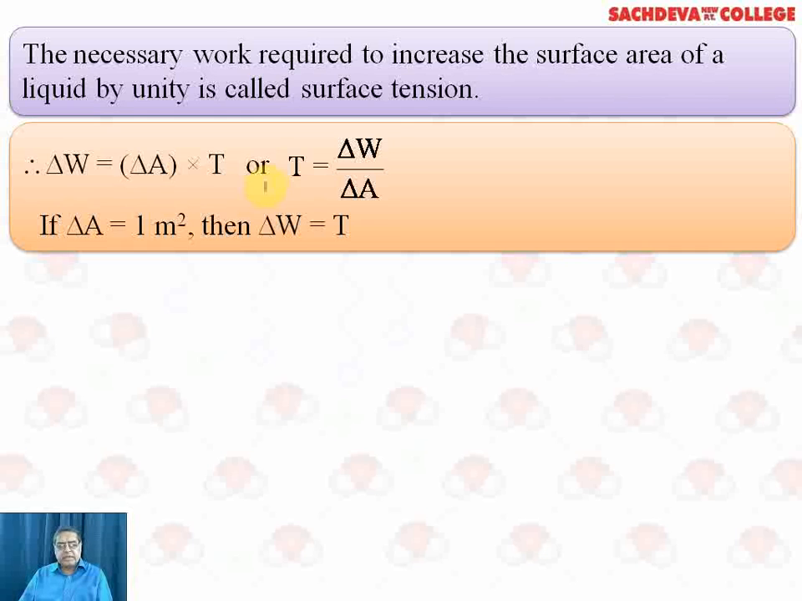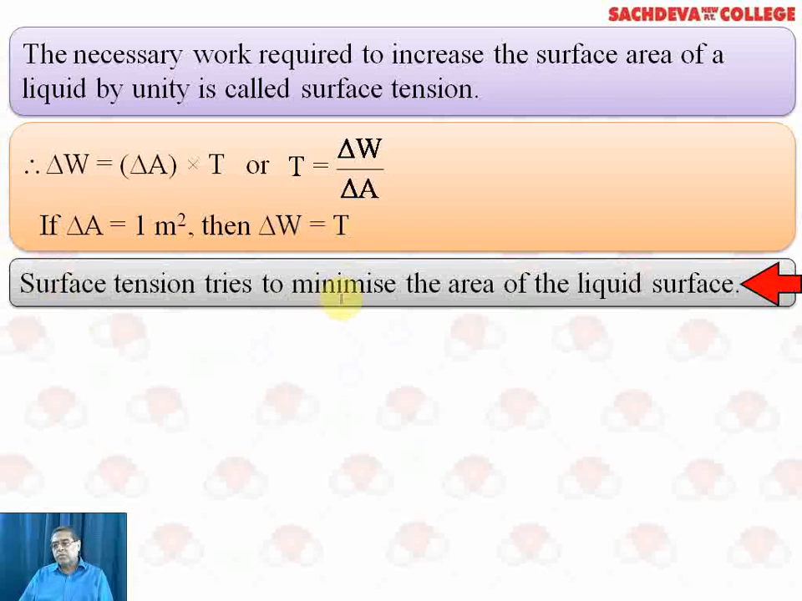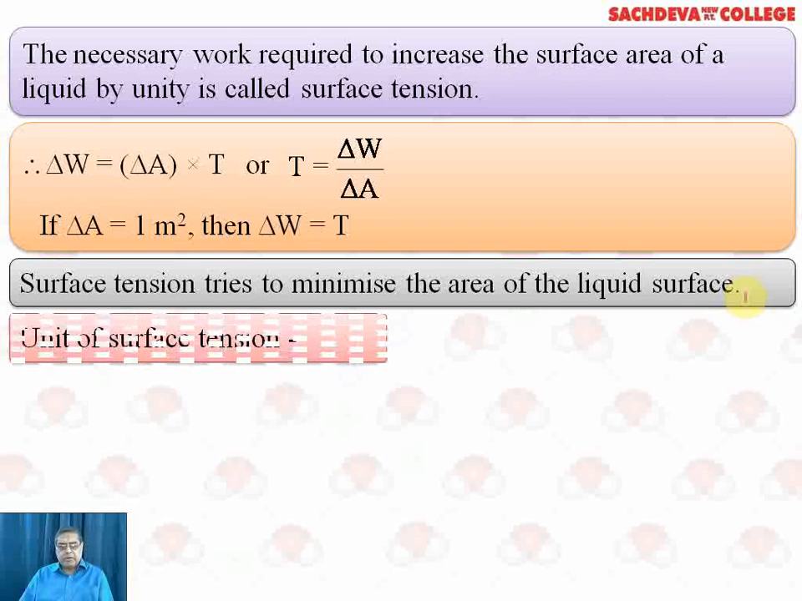From this equation we get the surface tension T as the ratio of delta W over delta A. When we use delta along with these quantities, we are referring to a small work or a small area. Now, our assumption is that if delta A is 1 meter square and delta W is T, then we will say that surface tension will be equal to T over 1. Surface tension tries to minimize the area of the liquid surface. So that is called contraction or the stretching of the liquid membrane.